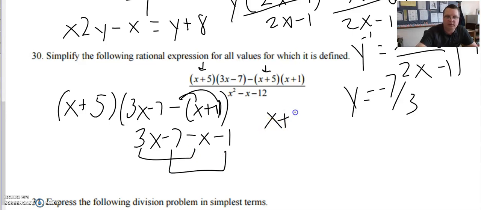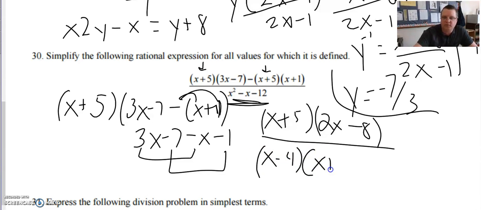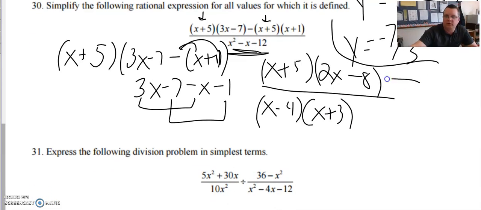So I have an x plus 5 all over 2x minus 8 all over this factored form, menu 331. You know that the factors of 12 are 4 and 3 to give you 1, x minus 4, x plus 3. So you might look at this and say, oh, that's as far as I can go. Well, no, because you can factor that guy right there.